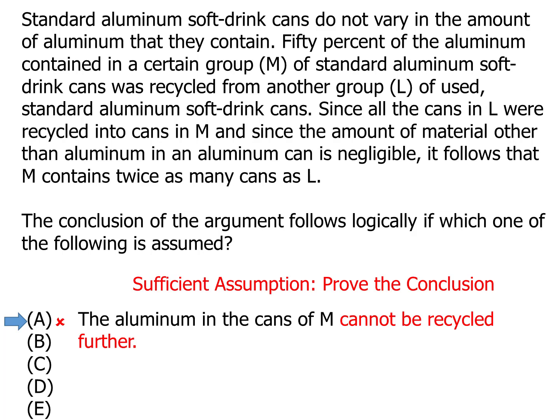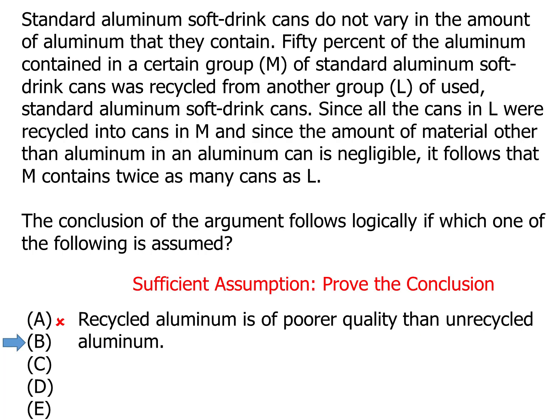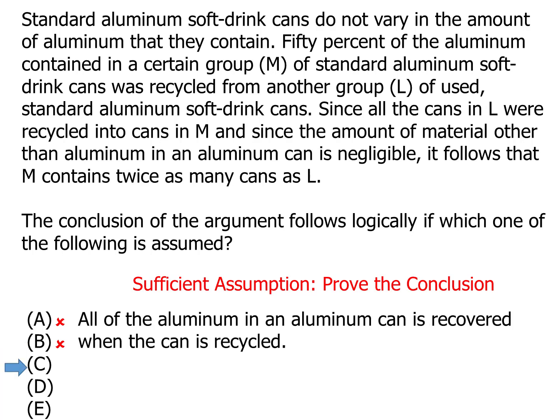Now B, recycled aluminum is of poorer quality than unrecycled aluminum. Well, quality isn't really an issue here in this argument. It's amount. The amount of aluminum that it takes to make a can and the amount of cans in M versus L. This won't help us prove our conclusion. Answer choice C, all of the aluminum in an aluminum can is recovered when the can is recycled.